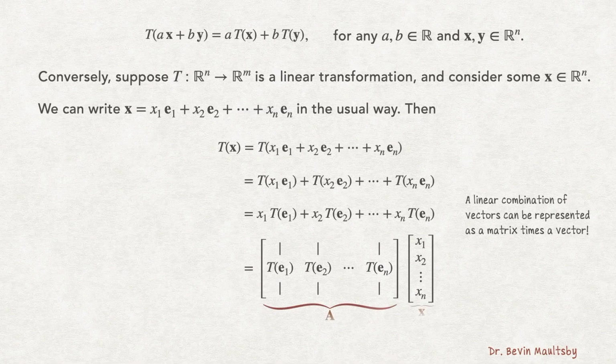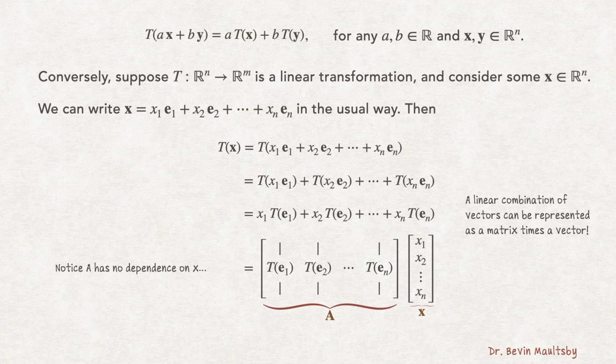Let's give these two objects a name. The vector we already know is x. That's actually what we started with. And then let's call the matrix A. Look at A. It has no dependence on the vector x. It is only determined by how the transformation acts on the fixed standard basis vectors of Rn.